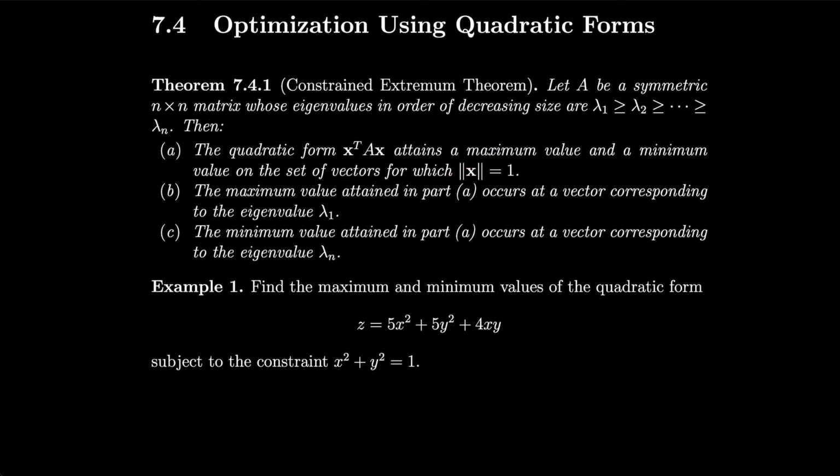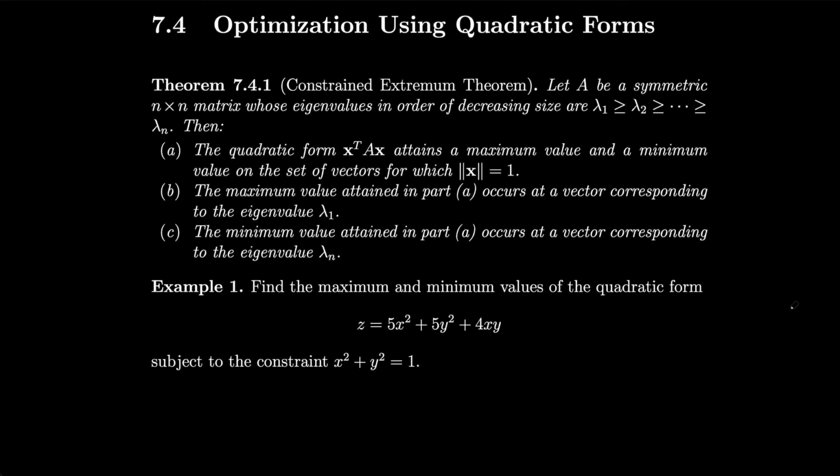The maximum value attained in part A occurs at a vector corresponding to the eigenvalue lambda 1, and the minimum attained in part A occurs at a vector corresponding to the eigenvalue lambda n. So that means that the biggest eigenvalue corresponds to the maximum. When we look at the eigenvector that corresponds to it and we normalize it, then that'll correspond to the maximum. And when we look at the smallest eigenvalue in the corresponding eigenvector, that'll correspond to the minimum.